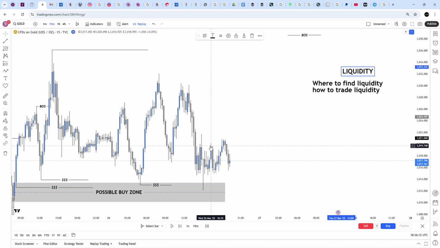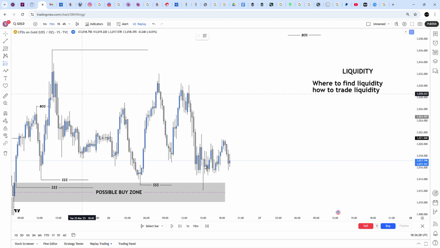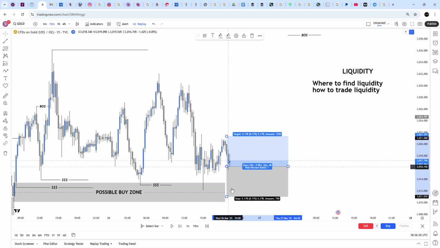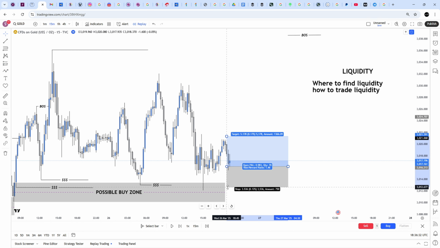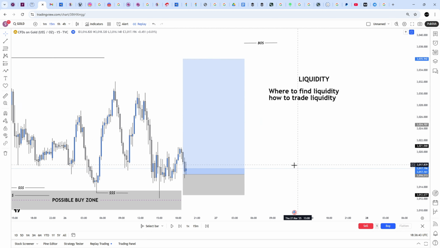So I think you can see very well that the market now here created a change of character after sweeping liquidity, and then the market is retesting from here, and then someone can take a buy entry from that zone. This is a long position. This zone is a good zone to take a trade, and then you minimize your losses, and then you target the recent high, which is this one. So let's see how this market plays out in this zone.